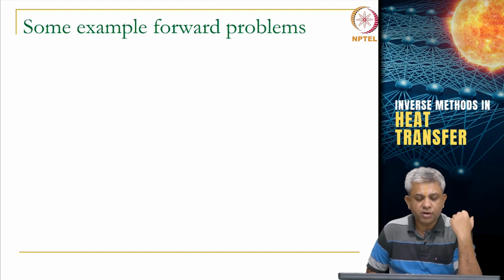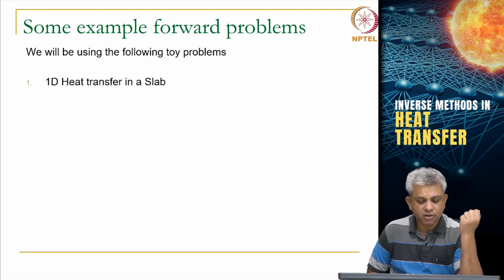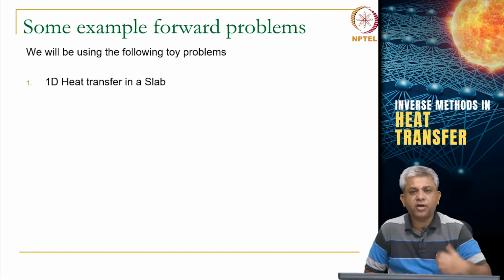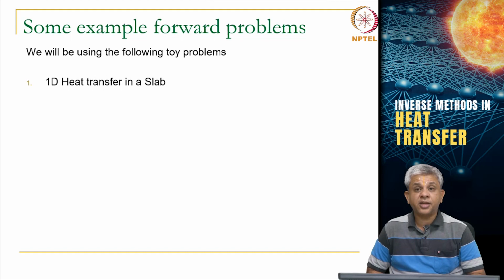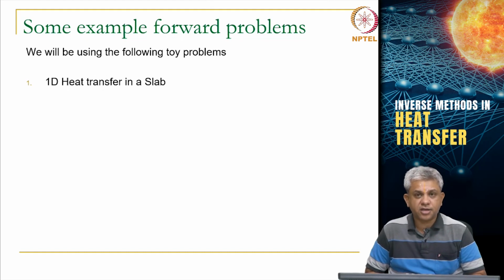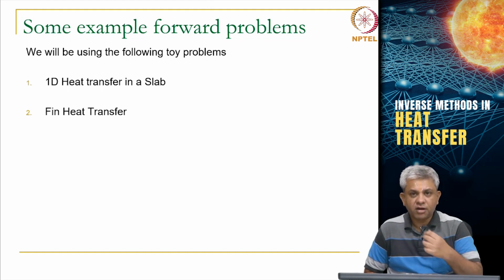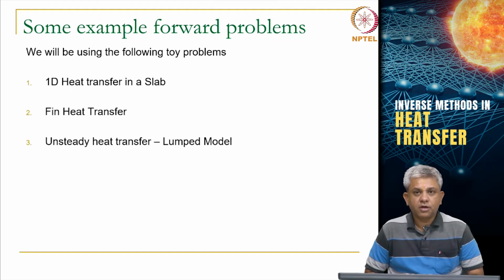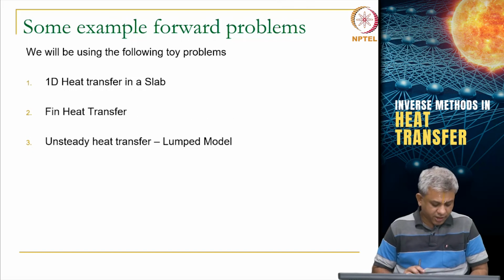So, some possible example forward problems that we could use. So, some toy problems we will be using. So, one is the very first one that I showed you, the 1D heat transfer in a slab case, a very common case. You can actually build your intuition of this simple case really well, because it has multiple characteristics that are required for inverse problems. The second is a case of a fin and heat transfer in a fin. We will use that as well. The first two are basically steady state cases.